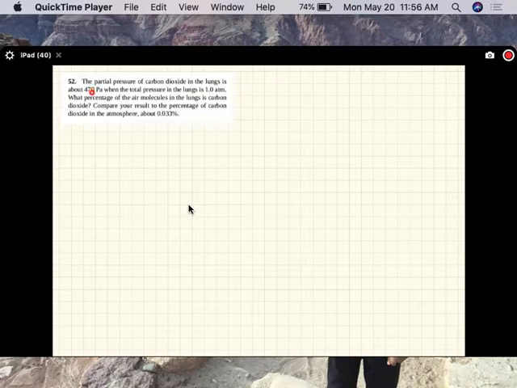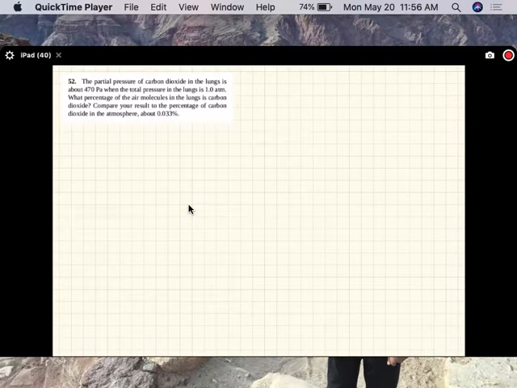Okay, so this problem says the partial pressure of carbon dioxide in the lungs is 470 pascals when the total pressure in the lung is 1 atmosphere. So the pressure of air in your lungs is always 1 atmosphere. What percentage of air molecules in the lungs is carbon dioxide? Compare the result to the percentage of carbon dioxide in the atmosphere, which is about 0.033%.